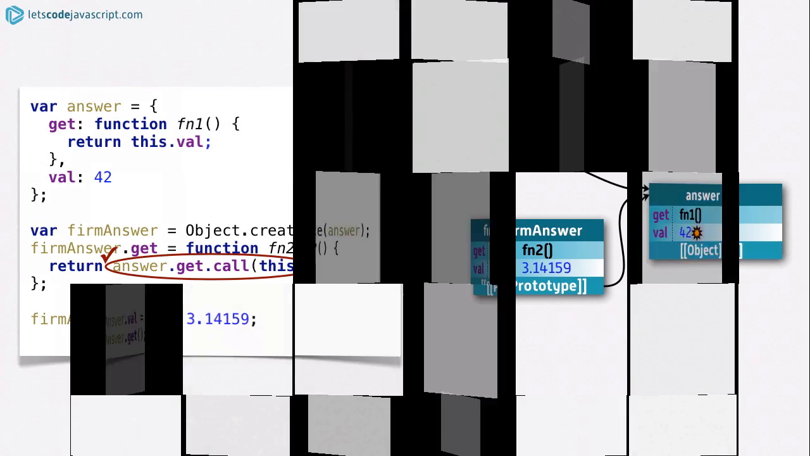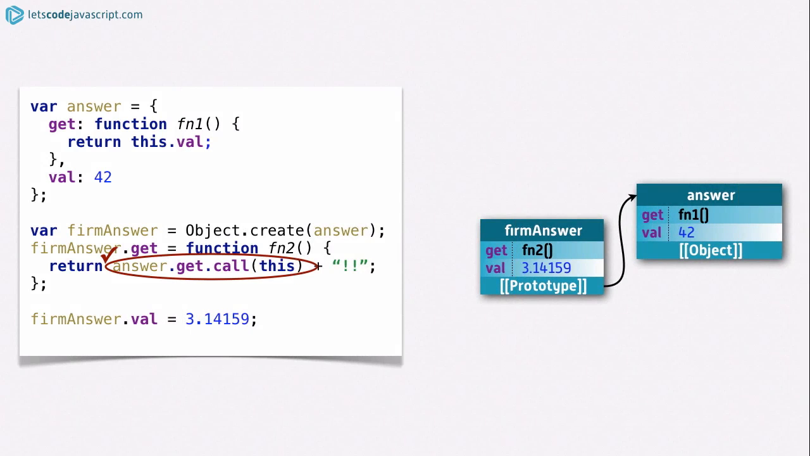So in order for this to work properly, we need to use the call function. We need to say answer.get.call. See if you can figure out why this would work.